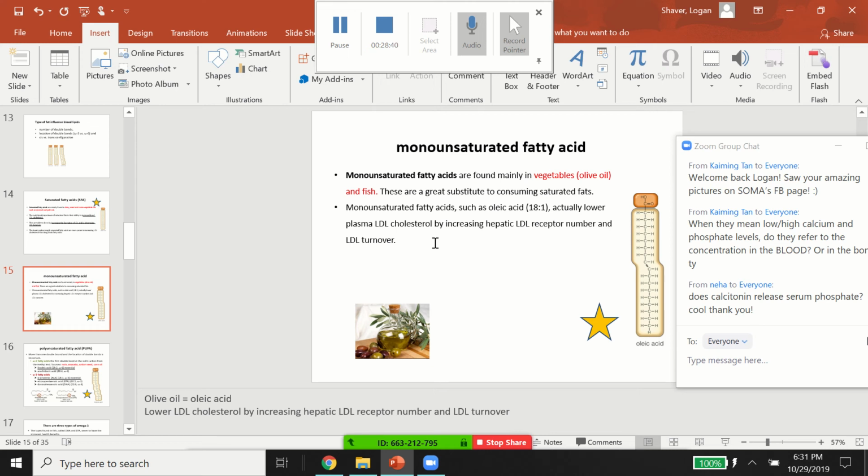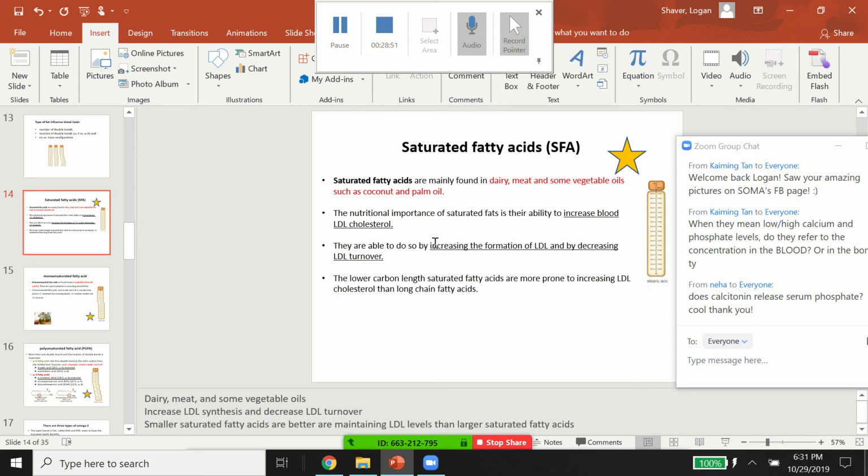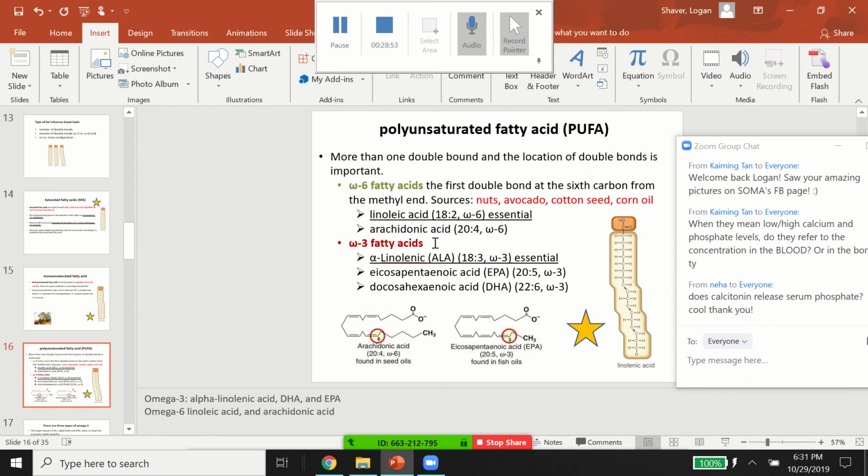So monounsaturated, with that in mind, is going to be better for you than saturated, right? Because it's getting rid of that LDL, therefore not making it too high. So monounsaturated, much better than saturated. All right, now polyunsaturated is even better than monounsaturated, because it has direct health benefits. So there are different types of them.